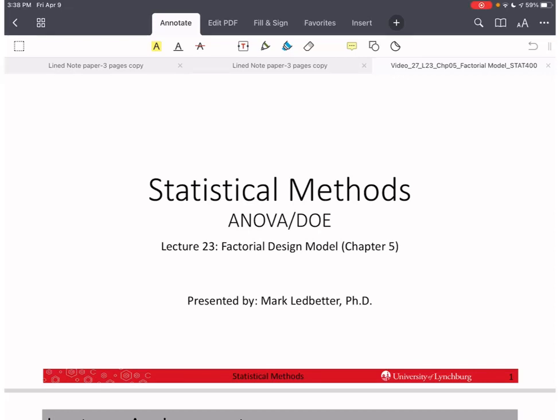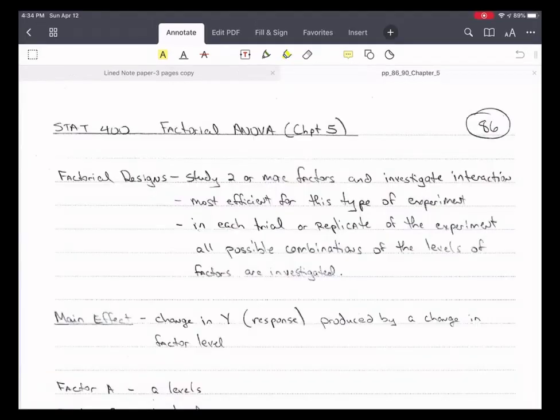I'm Mark Ledbetter, and this is lecture 23, and we are entering into chapter 5, and we're going to discuss a factorial ANOVA or factorial design or factorial model, all different ways of saying the same thing. So let's get started. Welcome. In this video, we're going to go over a factorial ANOVA. This is for chapter 5 in the book.